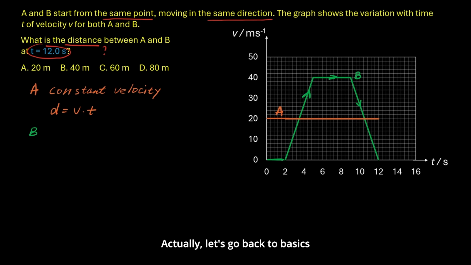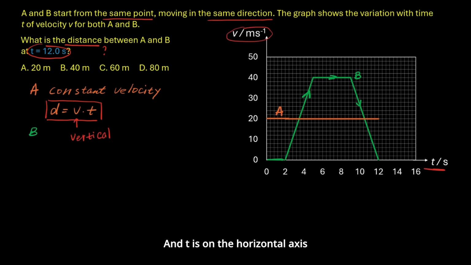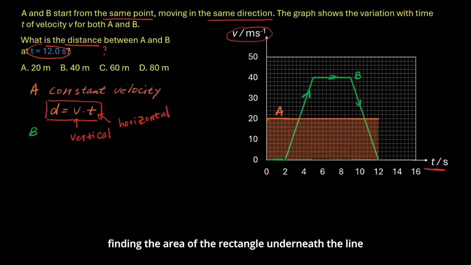Actually, let's go back to basics. Take this simple formula, d is v times t. V is on the vertical axis, and t is on the horizontal axis. So when we multiply them together, what we are really doing is finding the area of the rectangle underneath the line. The width of the rectangle is the velocity v, and the length is the time t. That's all d is v times t is. It's just an area. And here's the beautiful part.